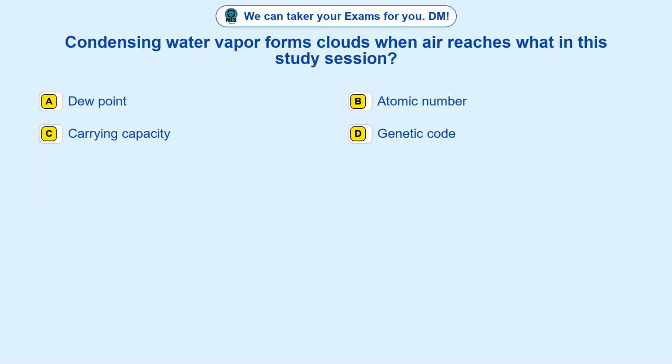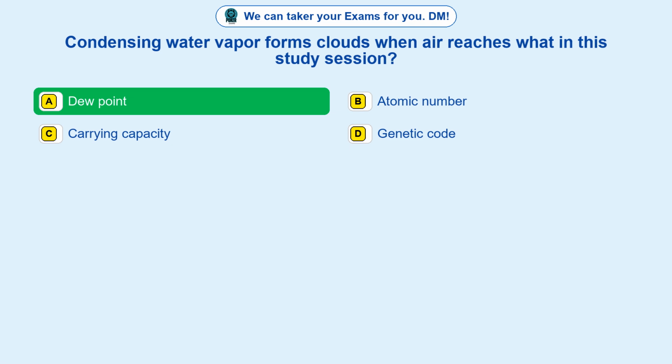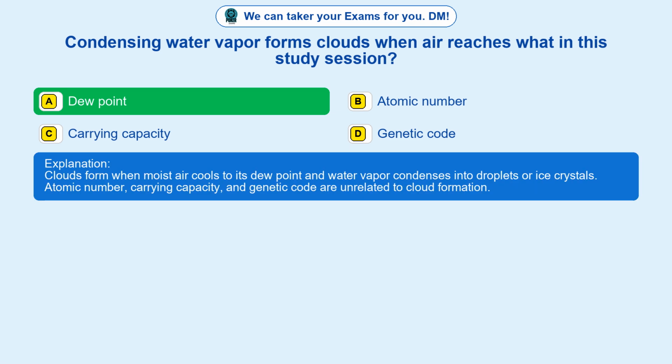Question 99. Condensing water vapor forms clouds when air reaches what in this study session? Option A, dew point. Option B, atomic number. Option C, carrying capacity. Option D, genetic code. The correct answer is option A. Dew point. Clouds form when moist air cools to its dew point and water vapor condenses into droplets or ice crystals. Atomic number, carrying capacity, and genetic code are unrelated to cloud formation.